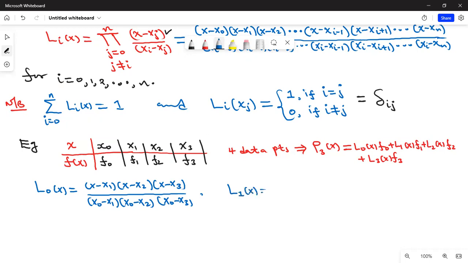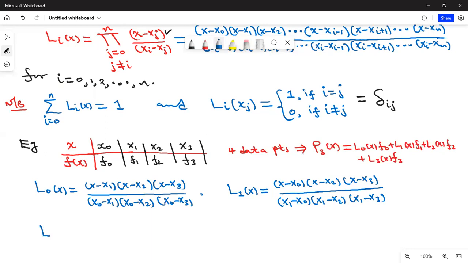What about L1 of x? When you are at x1, in the numerator, you bypass it. Bypass x1, so we'll start with x minus x naught, then x minus x2, then x minus x3. Denominator, now use x1 where there is x, so it will be x1 minus x naught, x1 minus x2, x1 minus x3.